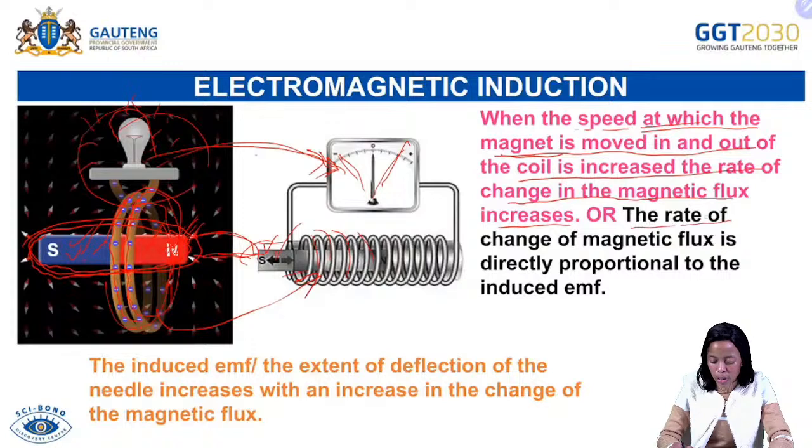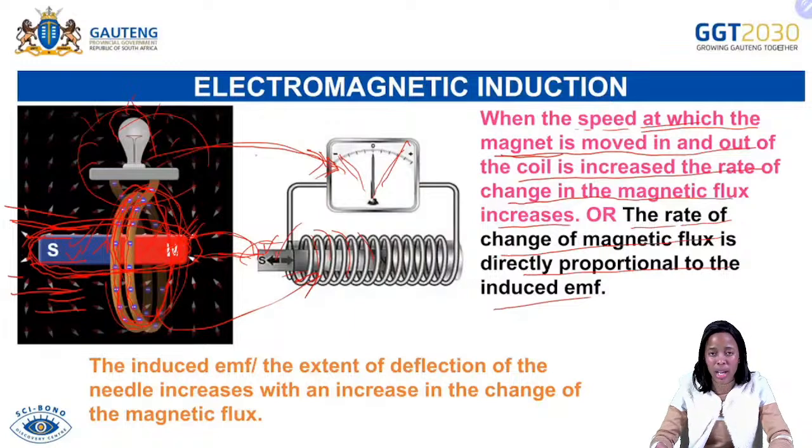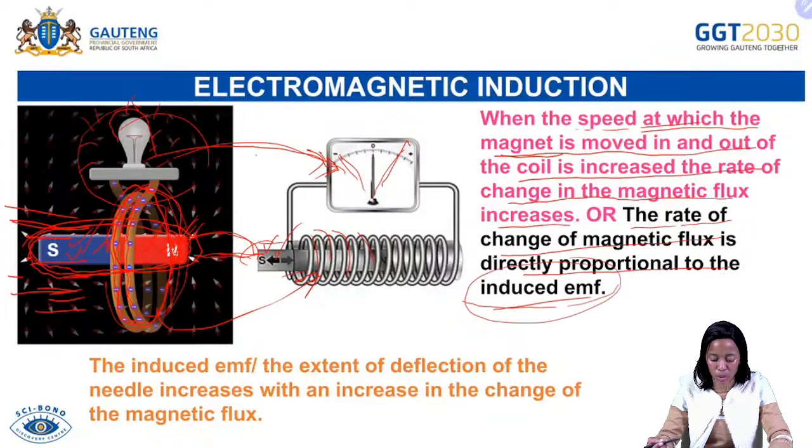Then it says the rate of change in magnetic flux is directly proportional to the induced EMF. So the rate at which the magnetic flux, or the number of the magnetic field lines, enter the coil will increase the production of the EMF. So we said that by the word induce, we are going to produce electricity. So overall, what is it that you need to understand?